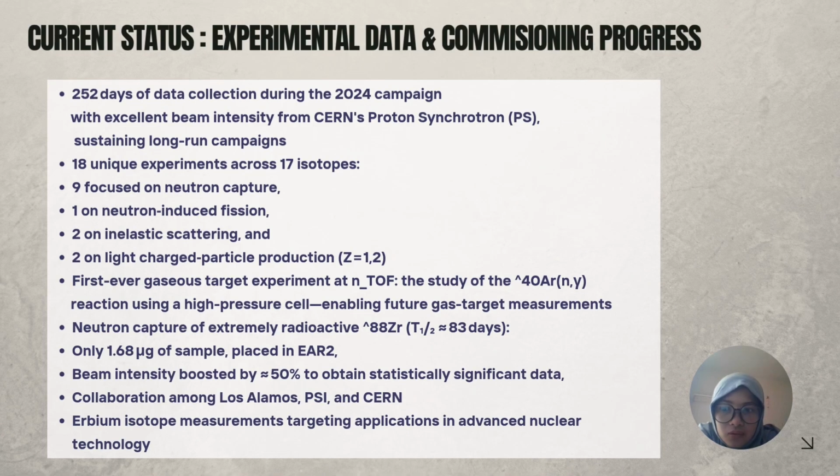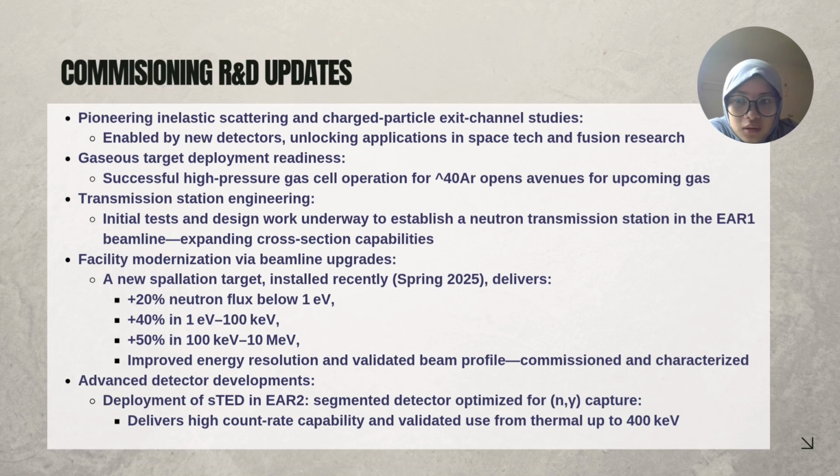From 2023 to 2025, n-ToF focused on measuring s-process nuclei, actinides, and fission products, all crucial for understanding stellar evolution and nuclear applications. Now for the commissioning and R&D updates at n-ToF, the facility has recently undergone major upgrades, including a new spallation target, which increased the neutron flux by 20% to 50% across different energy ranges. This greatly improved measurement precision.